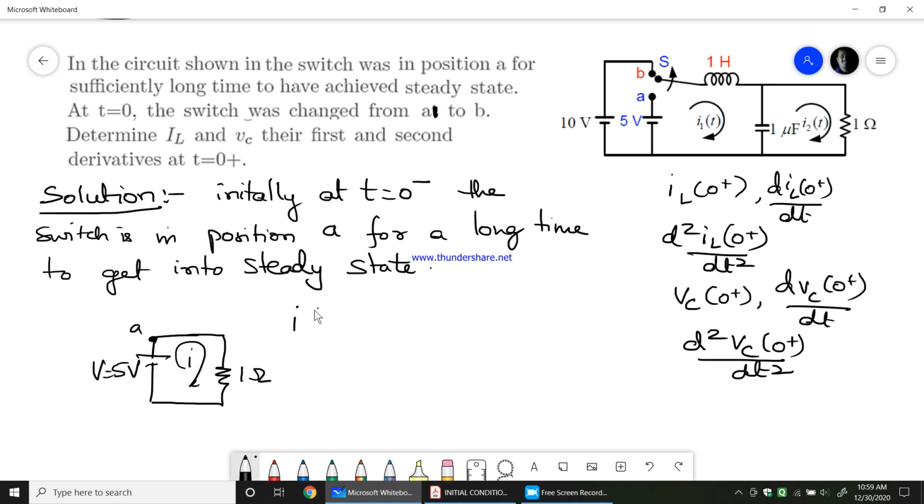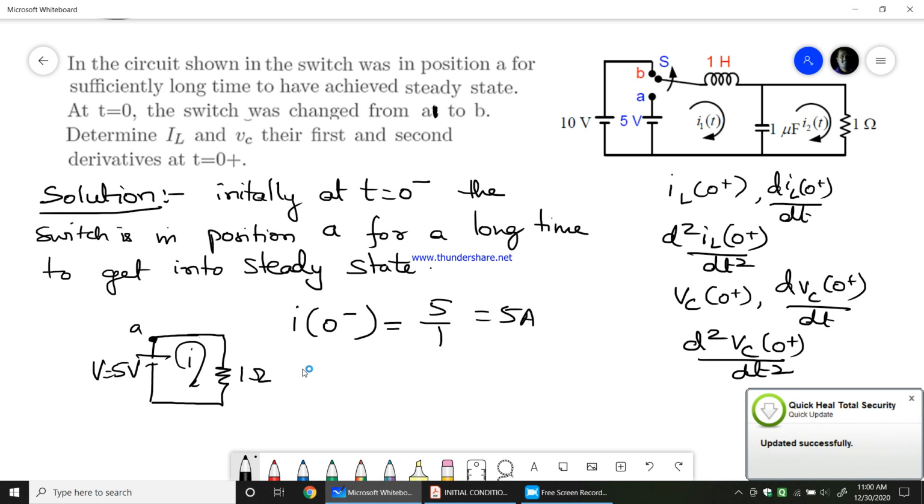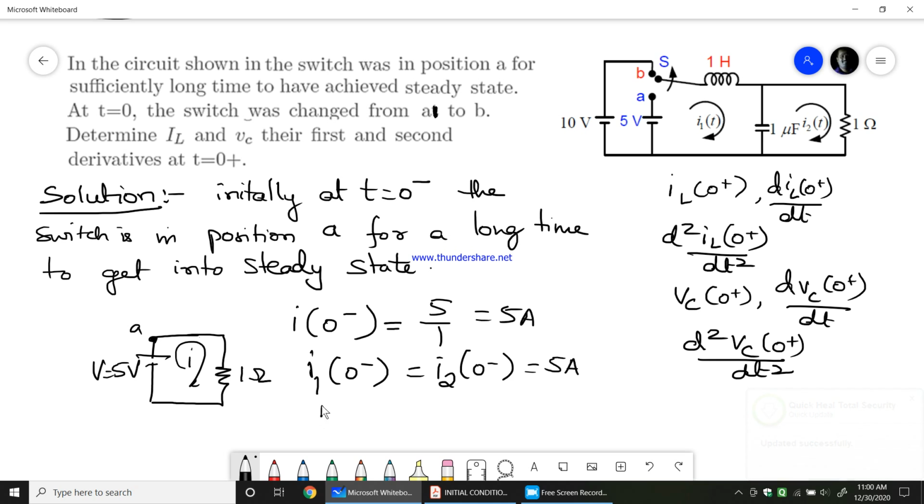Therefore I of 0 minus would be equal to V by R, so 5 by 1, which is equal to 5 amps. So both the currents I1 of 0 minus and I2 of 0 minus are equal to 5 amps. Therefore I1 of 0 plus equals I2 of 0 plus, which is equal to 5 amps. So this is what we get.